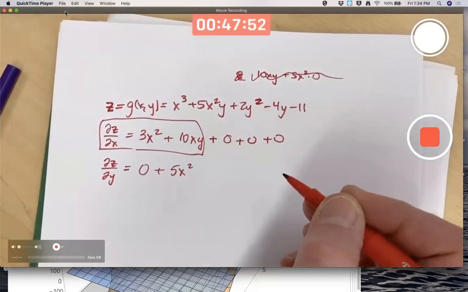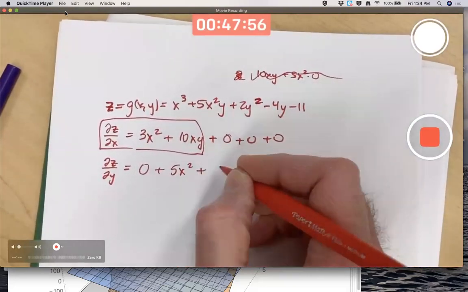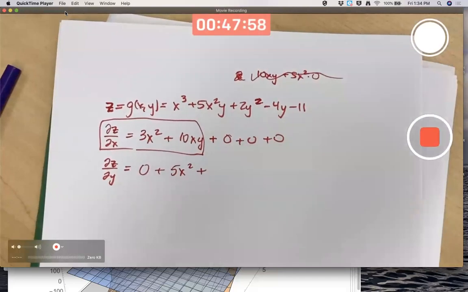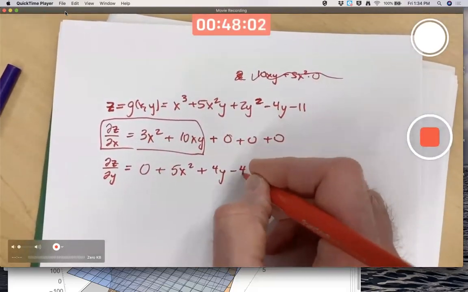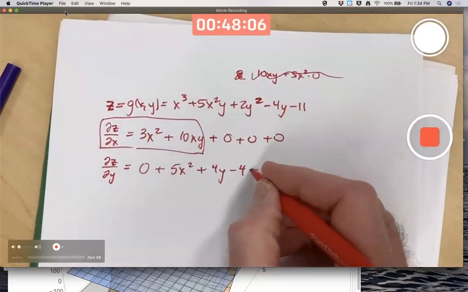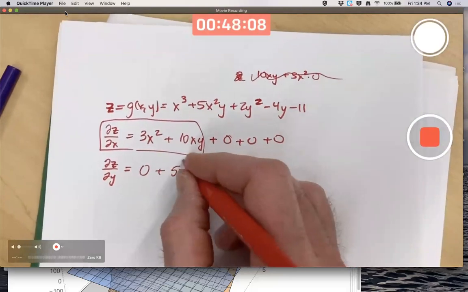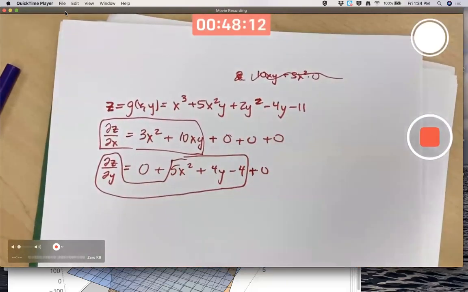But then the derivative of y is 1, so I get 5x squared times 1, which I won't bother writing. Differentiate that with respect to y, I'm treating the x as a constant now, and y as a variable, I get 4y. Differentiate that with respect to y, I get -4 and then plus 0, or -0 if you prefer. So this is the answer for the partial derivative with respect to y.